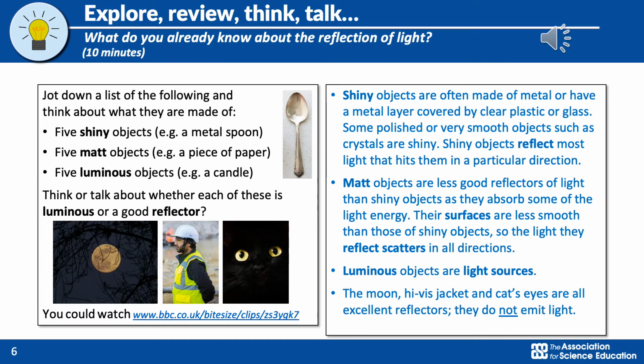So I want you to just jot down a list of the following and think about what they are made from. So think of 5 shiny objects, 5 matte objects, 5 luminous objects. So something that gives out light. And then I want you to just note down whether you think that this is a luminous object that gives out light, or it's just a good reflector and just reflects light.